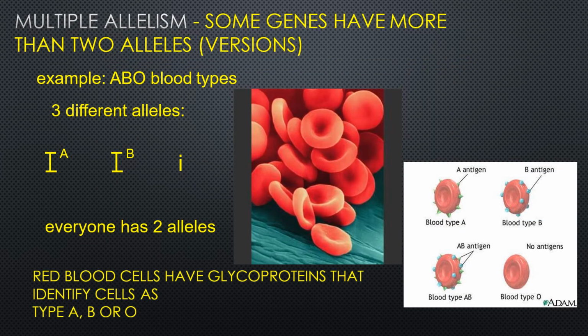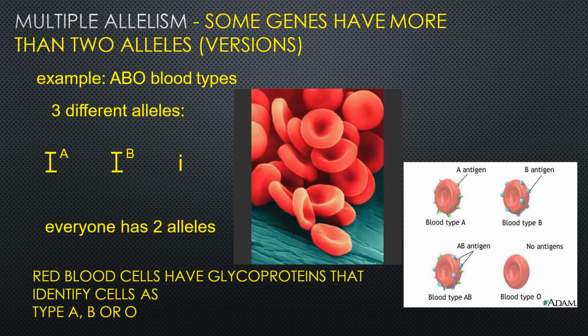Now, another variation is what we call multiple allelism. So instead of having just your typical 2 alleles for each gene, there are multiple versions, and our red blood cells are great examples of that. So we have 3 different allele types, an A, a B, and an O.